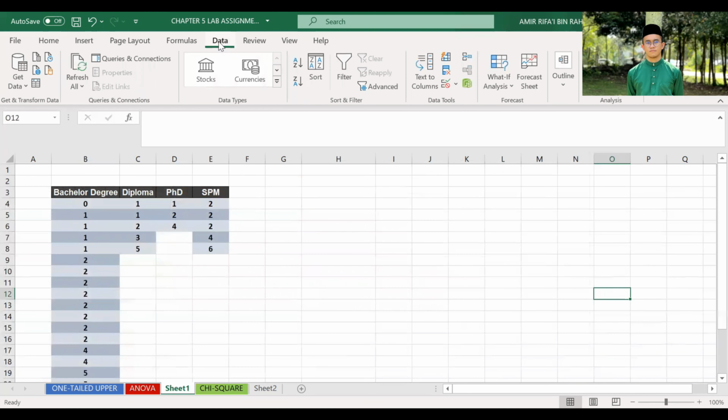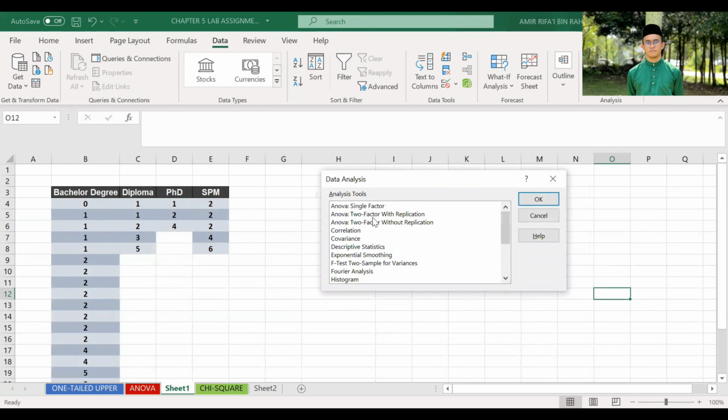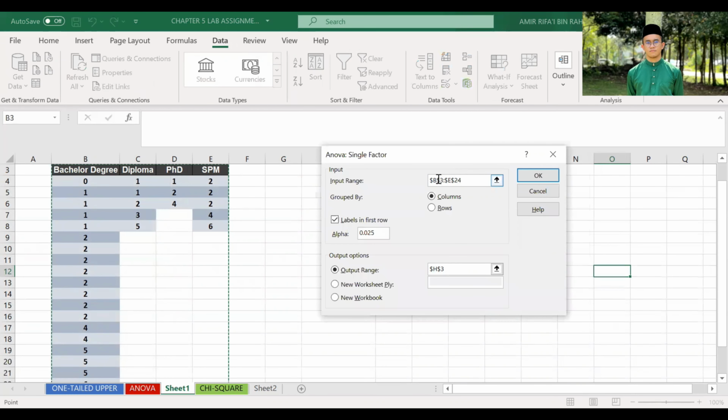Firstly, go to Data and click Data Analysis. Choose ANOVA single factor and click OK. For the input range, select all the data and group by column. Click labels in the first row, and for alpha, it is 0.025. For the output range, just choose where you want to put it and click OK.